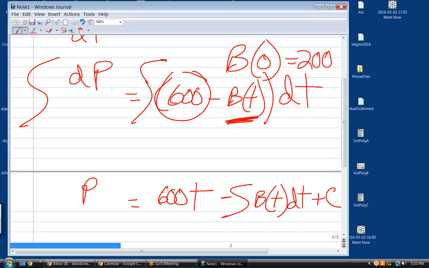In other words, we know that b of 0 is 200. Right. So when I substitute 0 for t, I'm going to be able to solve for c. Once I solve for c, now I know my full formula.